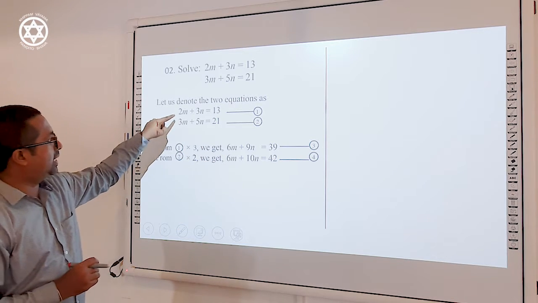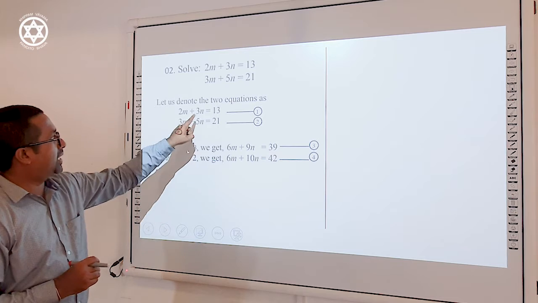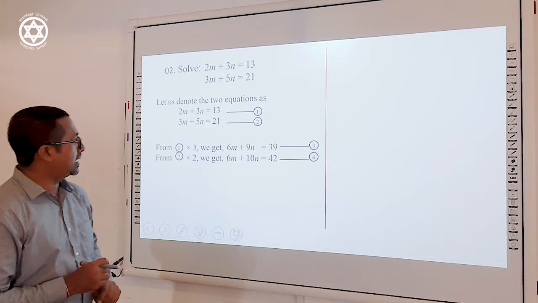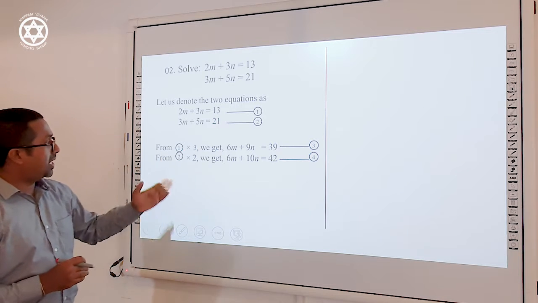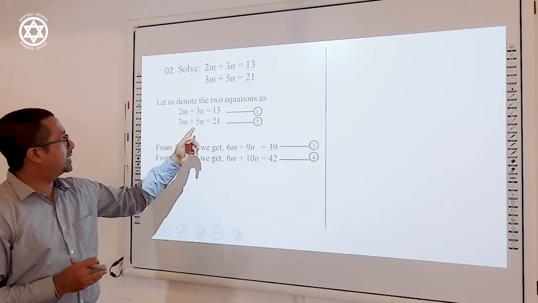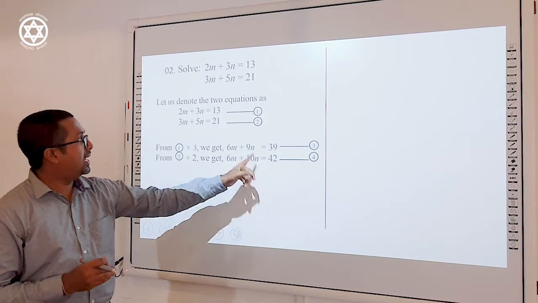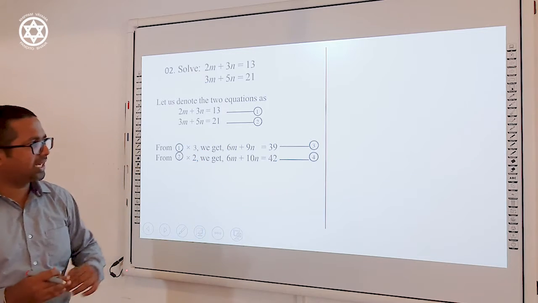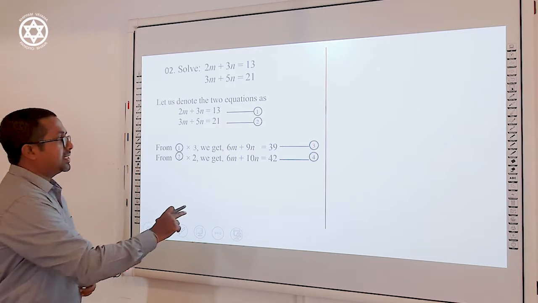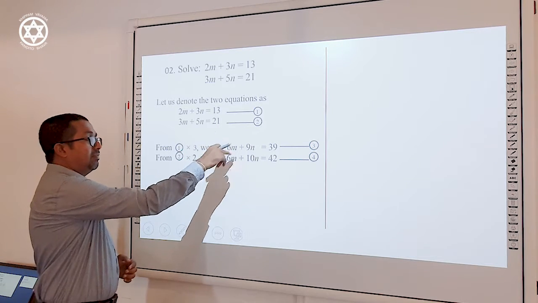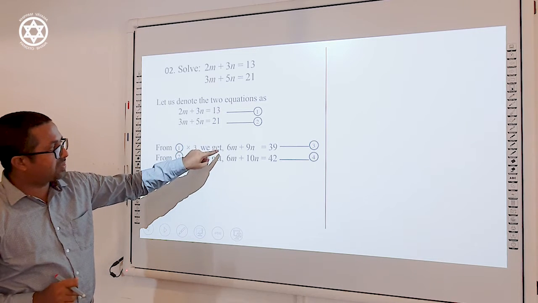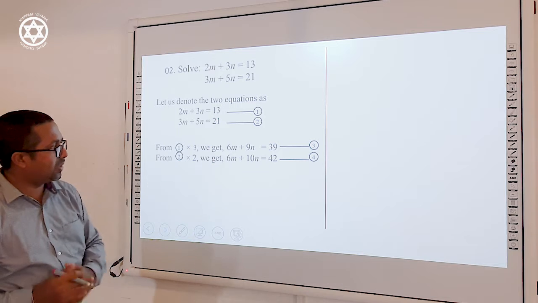When multiplied by 3, 2m times 3 is 6m, then 3n times 3 is 9n, and 13 times 3 is 39. Similarly, we multiply the second equation by 2, then 3m times 2 is 6m, 5n times 2 is 10n, and 21 times 2 is 42. You can name them as equation 3 and equation 4. And you can see that after multiplying, the coefficient of m is now equal. Also, the signs in the first one is positive and in the second one is positive.